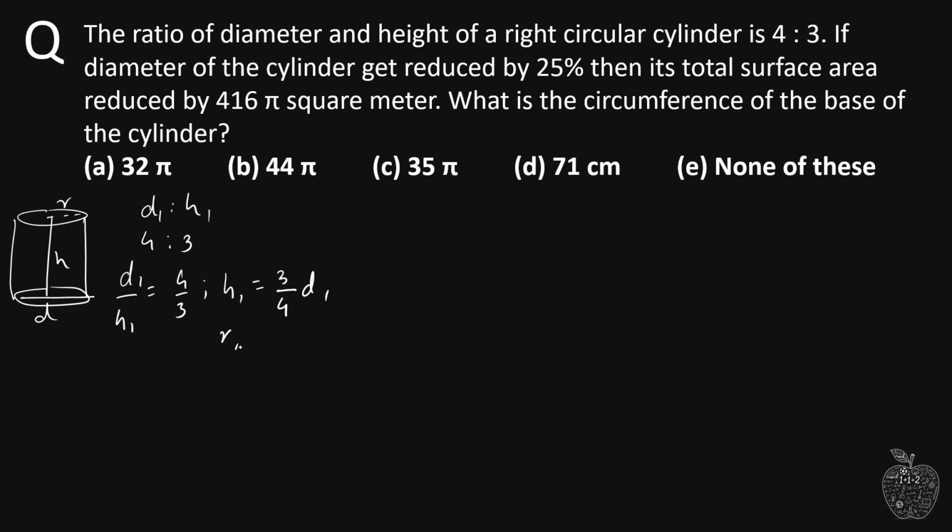Now R1 here will be half of D1, right? We are writing all the equations in terms of D1. So R1 here will be D1 by 2. Okay, so we are told the total surface area is reduced by 416 pi square meter. So first of all, we'll calculate the original total surface area. What will be the formula of this total surface area?